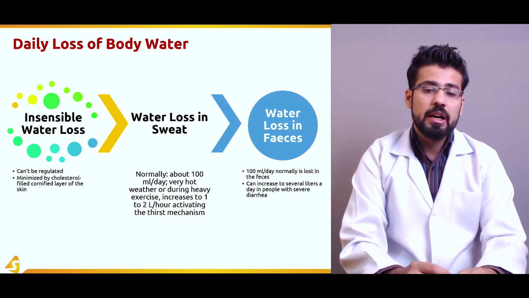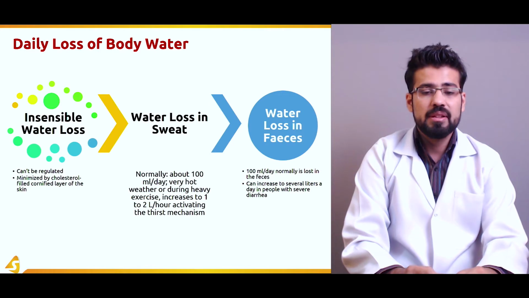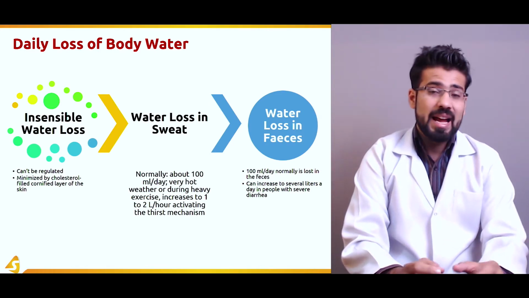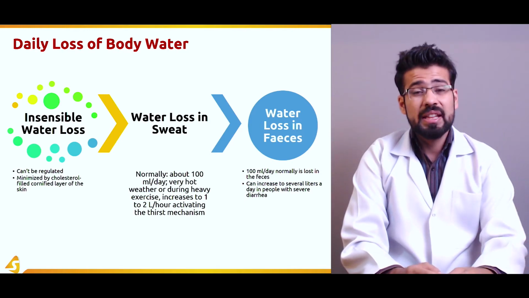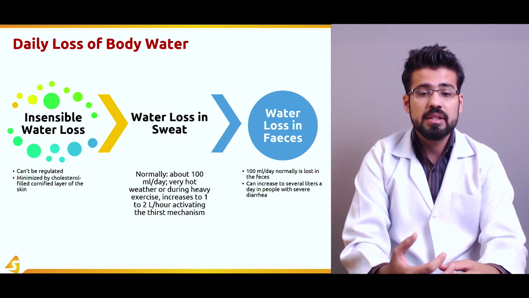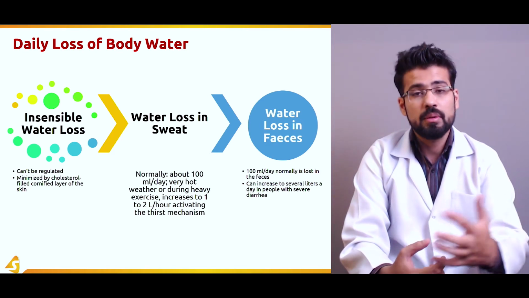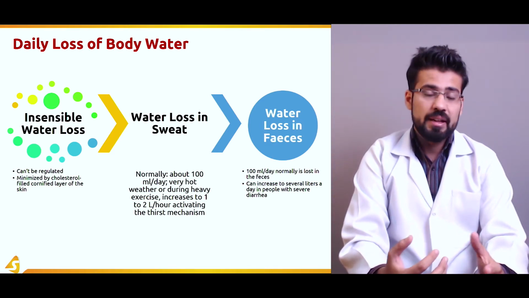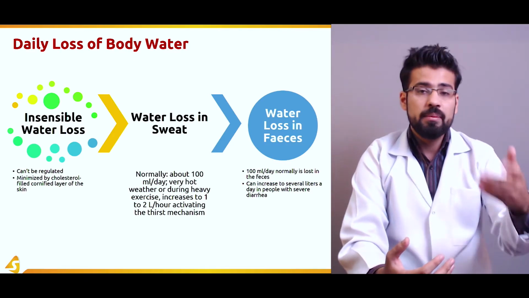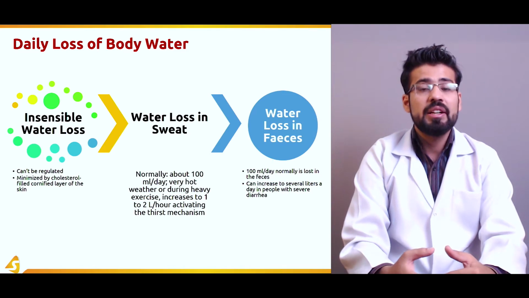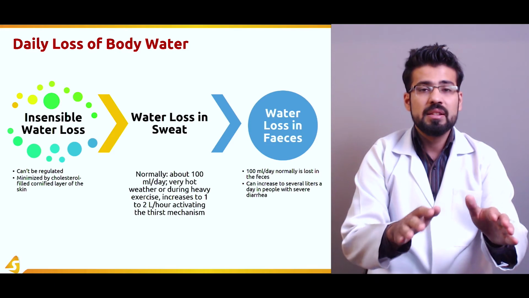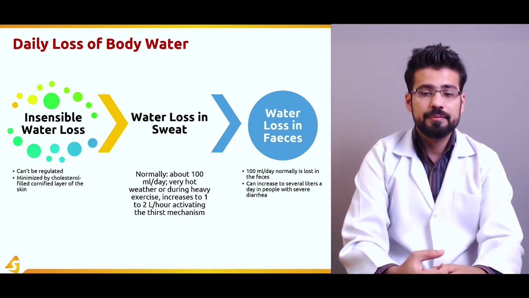So normally there is about 100 mLs per day loss through the sweat, but that increases in very hot weather situations, where in the case of heavy exercise it increases up to 1 to 2 liters a day. And that of course will activate the thirst mechanism, where you will feel the need to quench your thirst, so that it basically balances off the loss of the fluid.